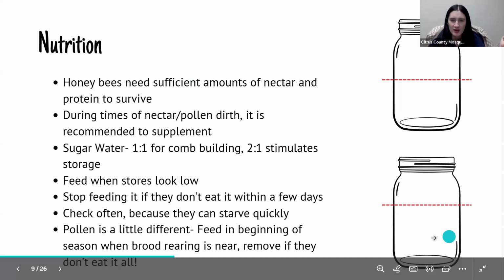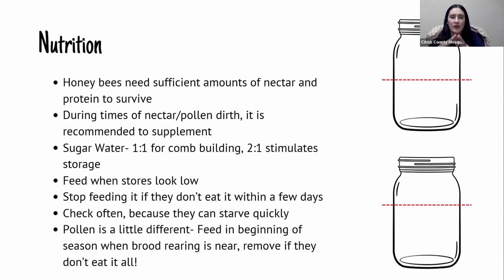And then this 2-to-1 ratio down here, so 2 parts sugar, 1 part water, stimulates them to store the sugar water in the comb. So if it's winter like it is right now and you're seeing that they have low honey stores, feed this 2-to-1 ratio and that will stimulate them to store that away and cap it as honey, and then have that to eat later. So you want to feed when they look low.